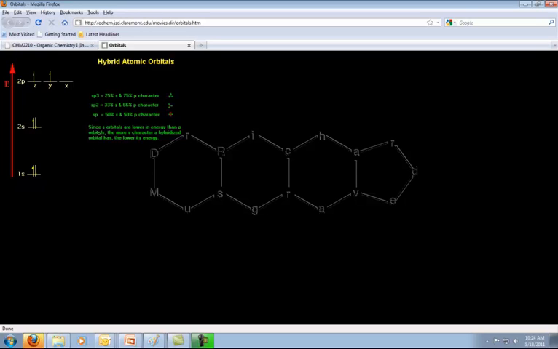Now as I said, you've got sp, that's 50% s, 50% p, and you've got sp3, which is 25% s and 75% p. That's 1 part s and 3 parts p. So you can see you'd expect these to have more p character, that is to be long and thin, and you'd expect the sp's to be short and fat, and that has a direct effect on bond length as well, which we'll talk about later on.